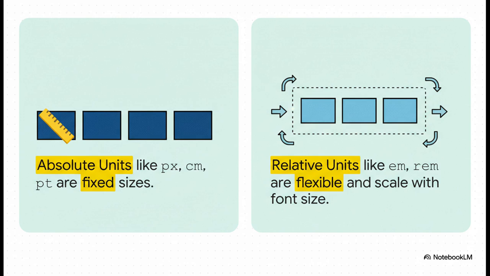Now, when you're setting the size for these boxes and fonts, you have two main flavors of units. Absolute units, like pixels, are fixed. They don't change. But relative units are much more flexible. They can scale based on other things, like the user's preferred font size. And using these relative units is absolutely key for making modern websites that look great on any screen.